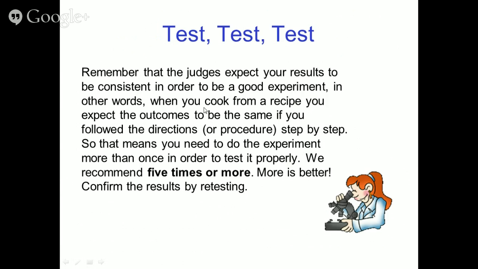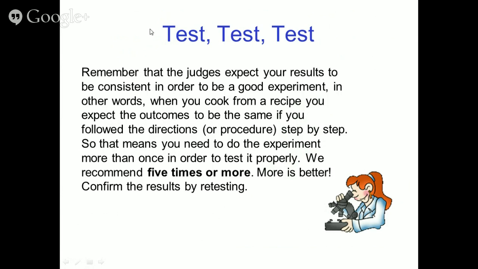Test, test, test. Remember, the judges expect your results to be consistent in order to be a good experiment. In other words, when you cook from a recipe, you expect the outcomes to be the same if you followed the directions or procedure step by step. So that means you need to do the experiment more than once in order to test it properly. We recommend 5 times or more. More is better. Confirm the results by retesting.